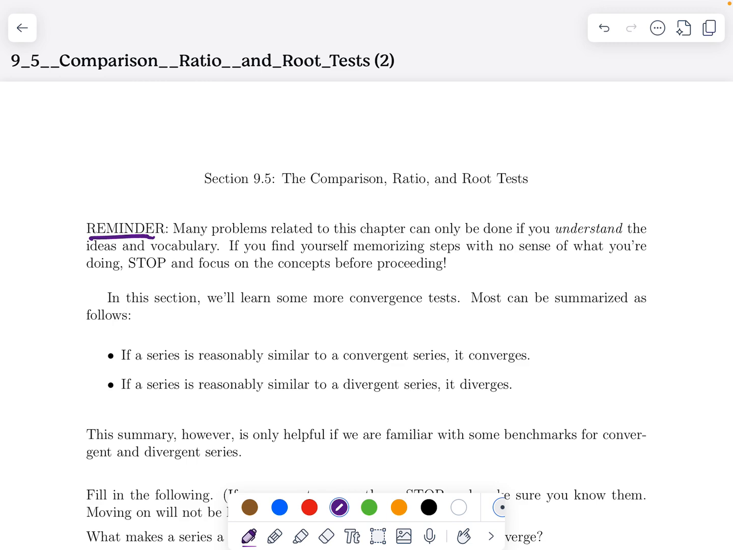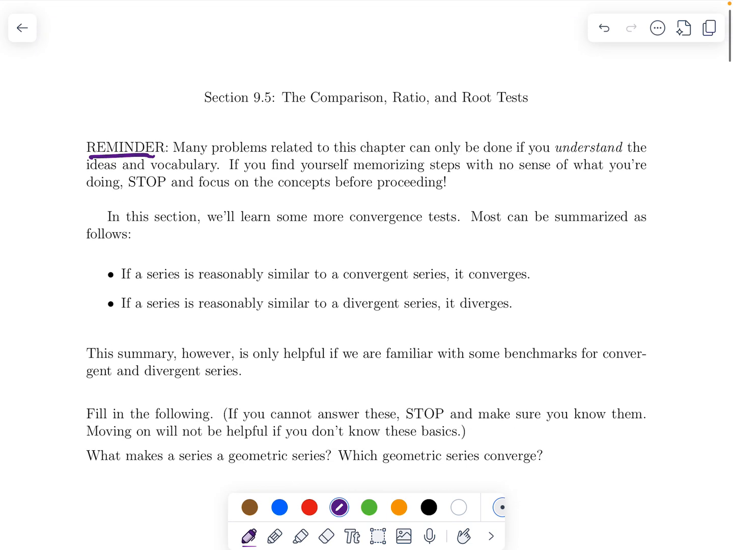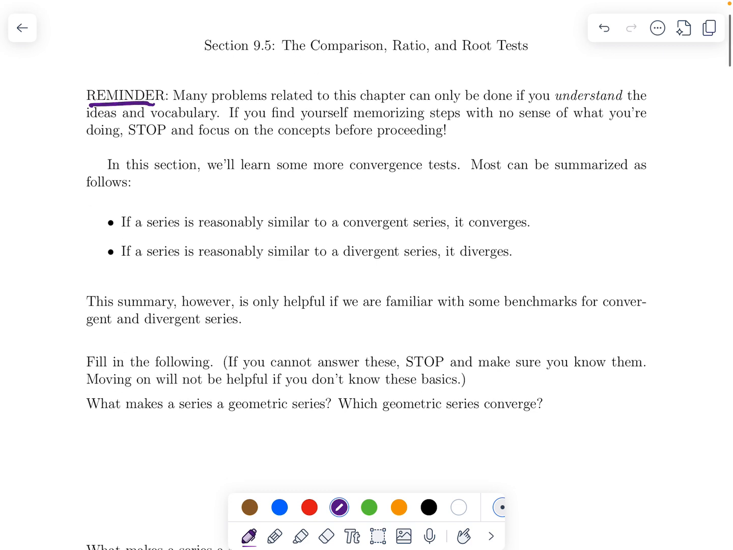So the main idea that's going to be going through this whole section is, if we're looking at a series and we notice that it's reasonably similar to a series we already know that's convergent, then it converges. And similarly, if it's reasonably similar to a series that diverges, it diverges. Now, this is only helpful if we know some basic facts about familiar series and whether they converge or diverge.